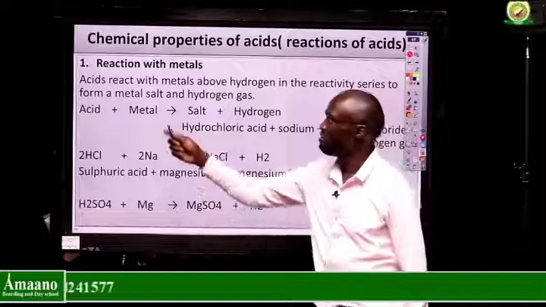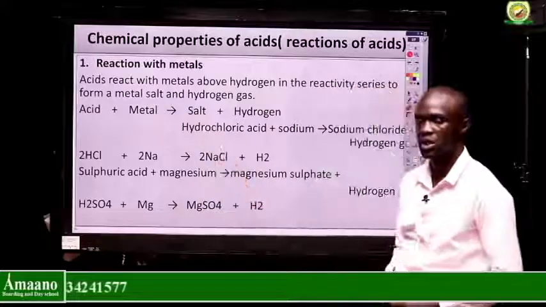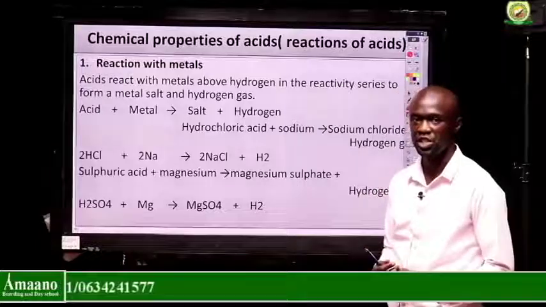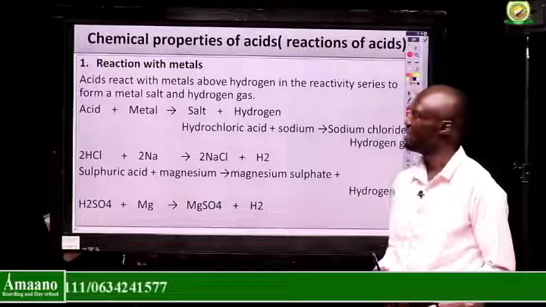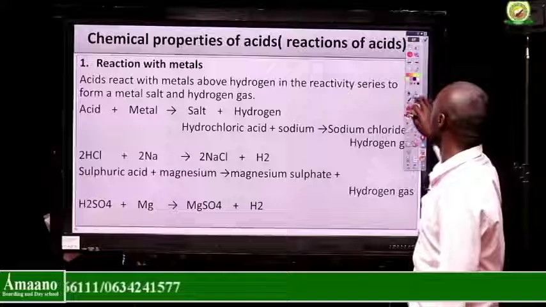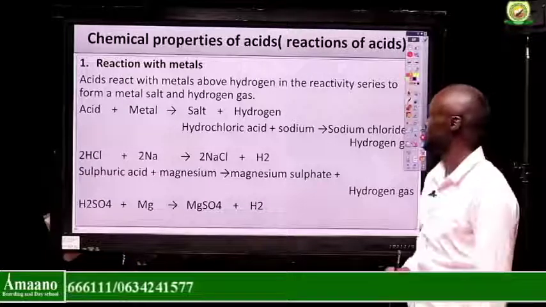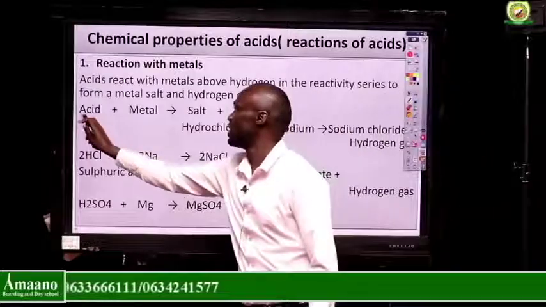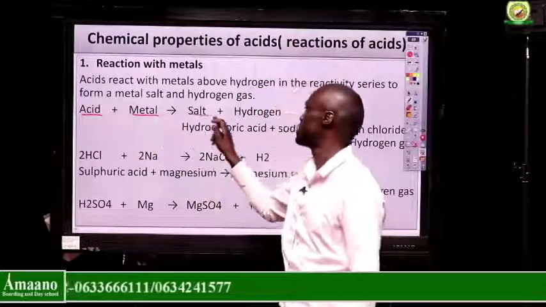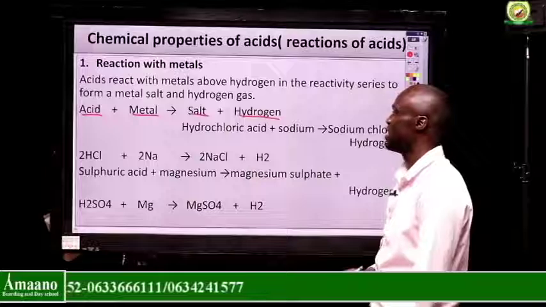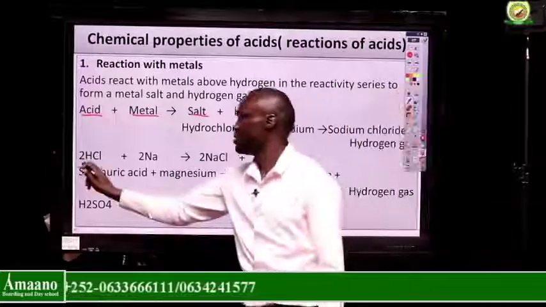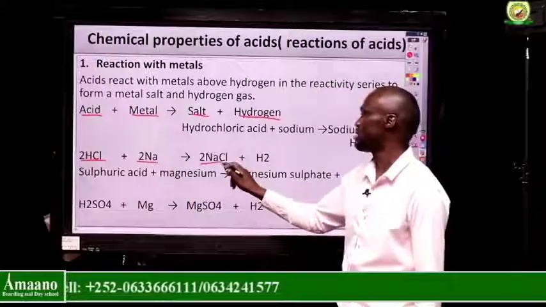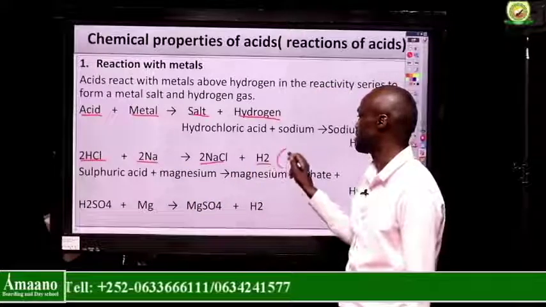One, we have reaction with metals. Acids react with metals above hydrogen in the reactivity series, and they form a metal salt and hydrogen gas. As you can see here, this is our acid reacting with a metal, giving us a salt and hydrogen gas. An example, we have hydrochloric acid reacting with sodium, giving us sodium chloride and hydrogen gas.